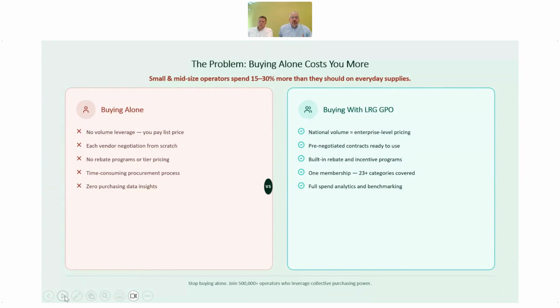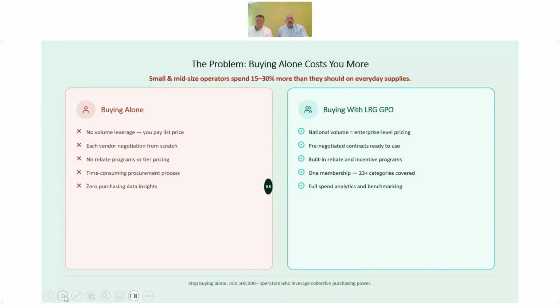But what we're able to do is collectively negotiate on your behalf. At the end of the day, we're just a free negotiator for you. We negotiate the contracts that are ready to use. We have incentive programs that are built in. Right now, we've got 23 categories of spend. We're going to talk primarily about the fuel card today because I think that's the biggest hot topic right now. But we've got other areas where you could find a tremendous amount of value.